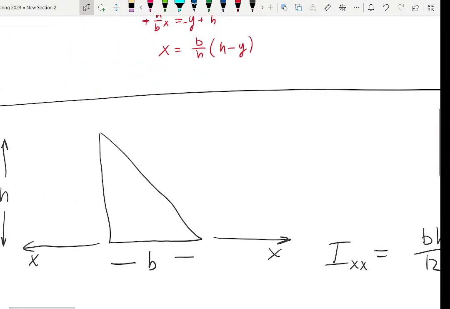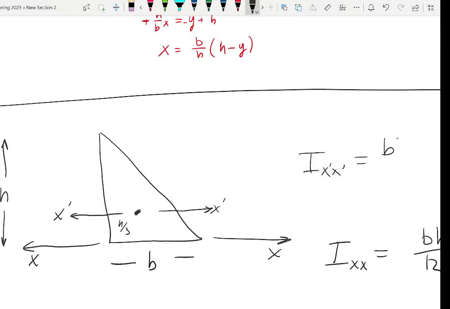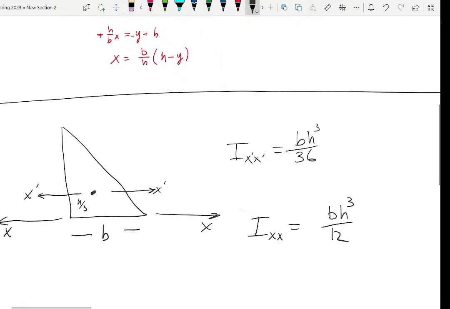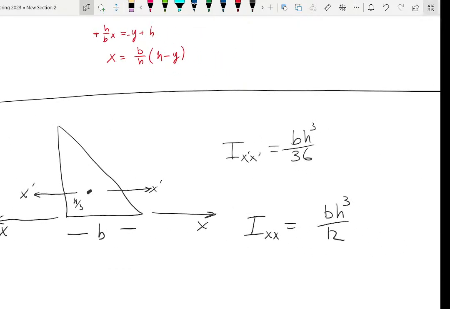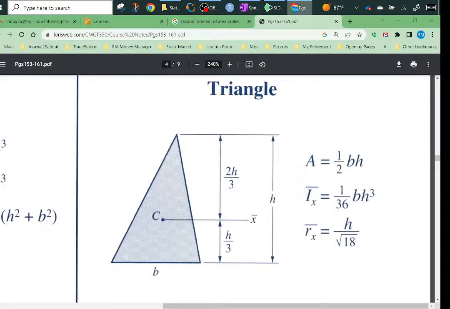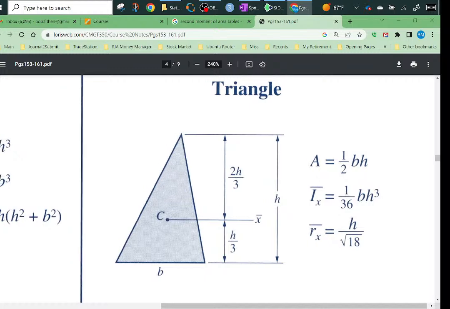However, if you pick a location that's 1/3 up, h over 3, and call this x prime, the I x prime is base times height to the third over 36. And that's what we determined. Now, if you look back at this table, that's exactly what he's got. Now, he designated this one.